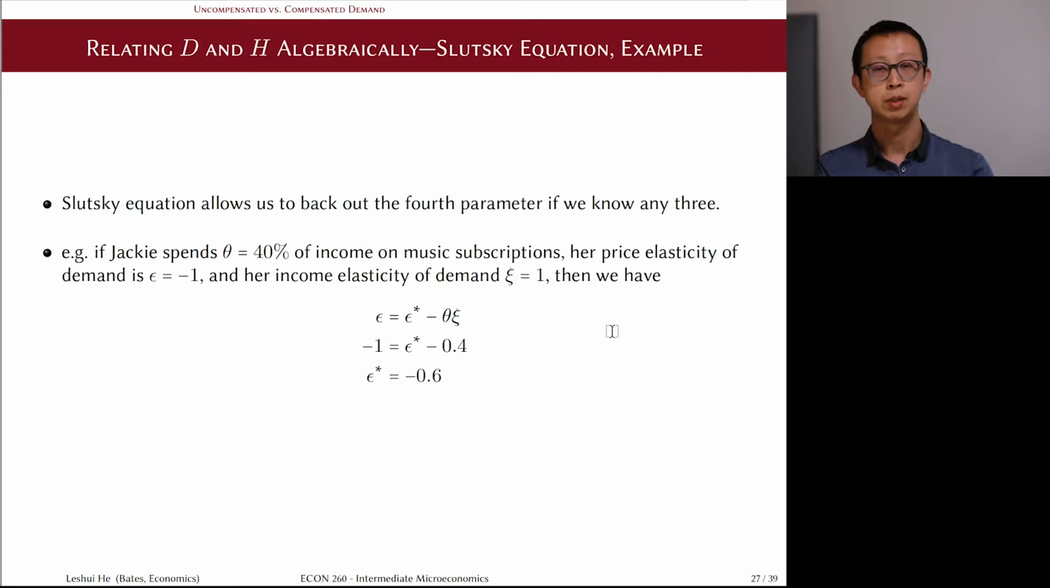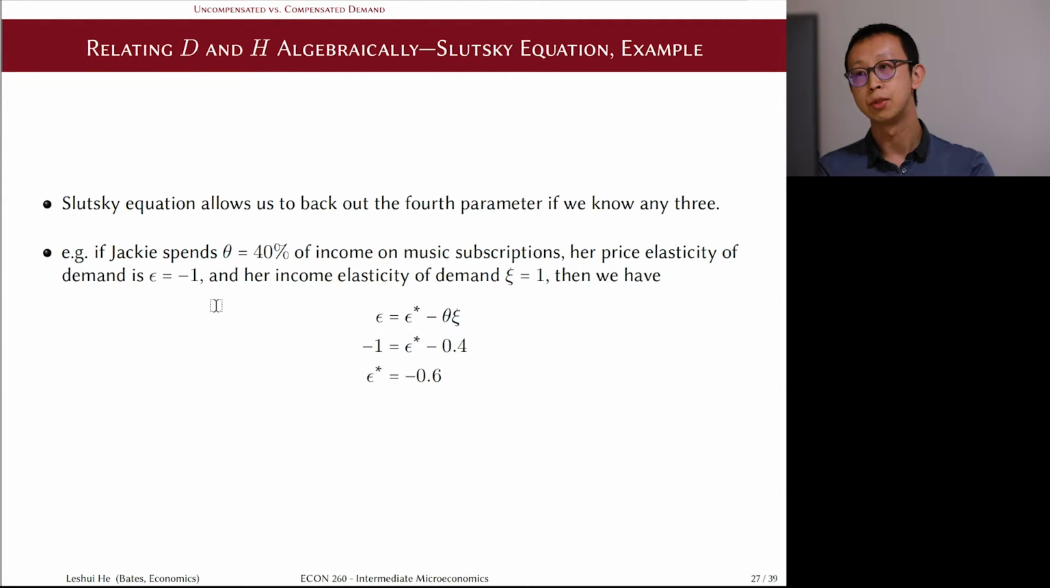To get familiar with the Slutsky equation, let's first do a practice problem to warm up to the notations. The Slutsky equation has 4 notations: 2 different price elasticities, epsilon and epsilon star, the consumption share theta, and the income elasticity xi. So if we have any 3 of these variables, we can back out the 4th.